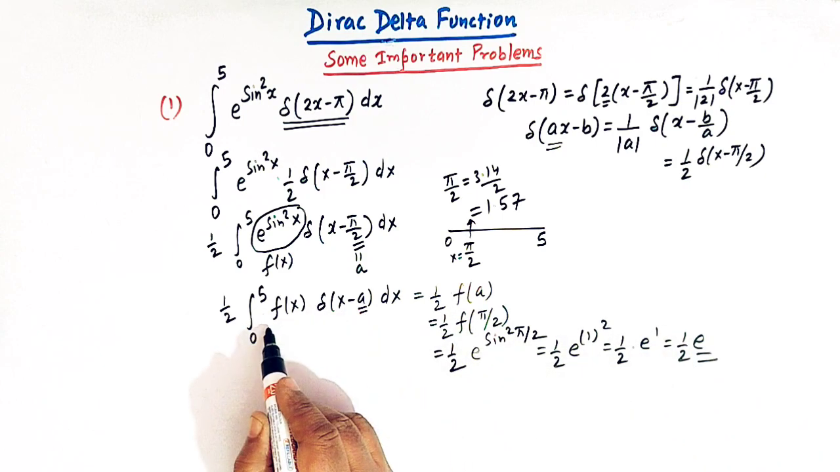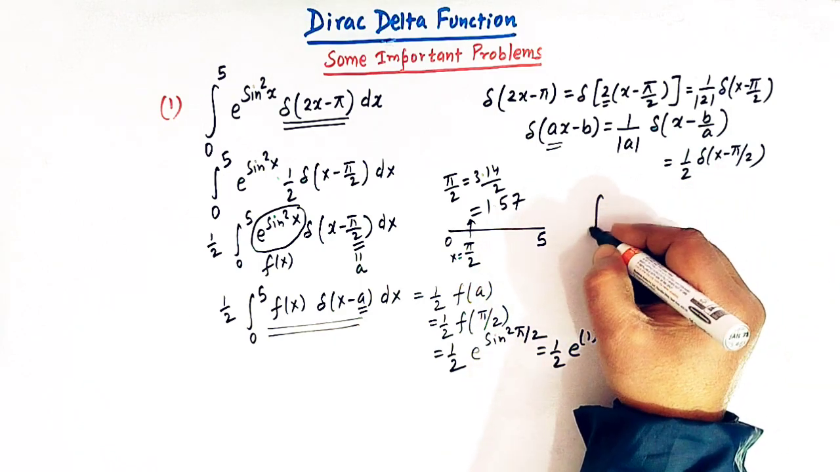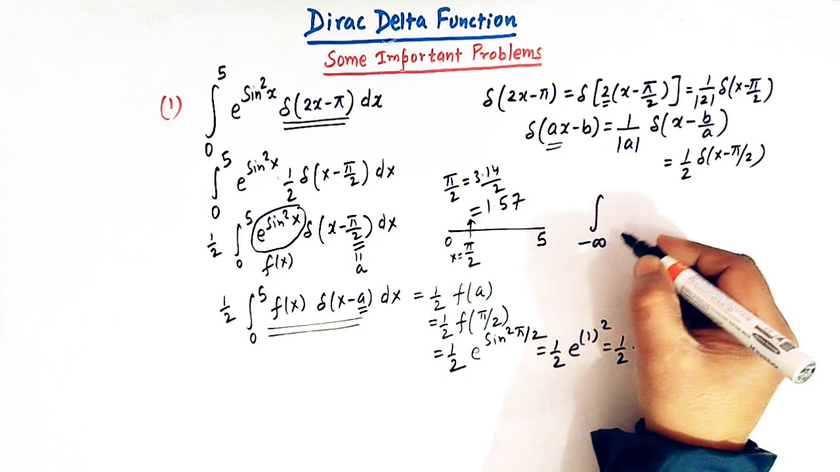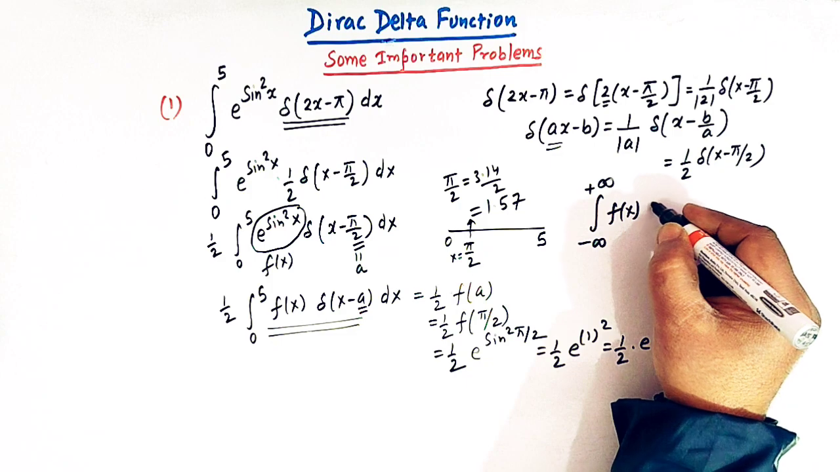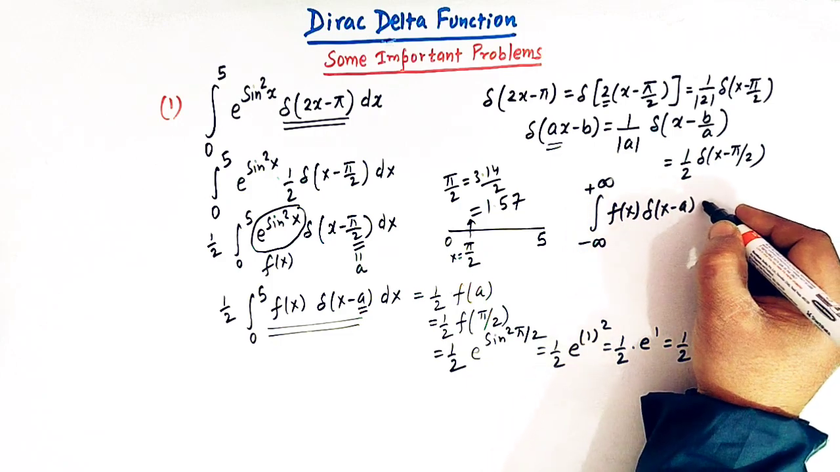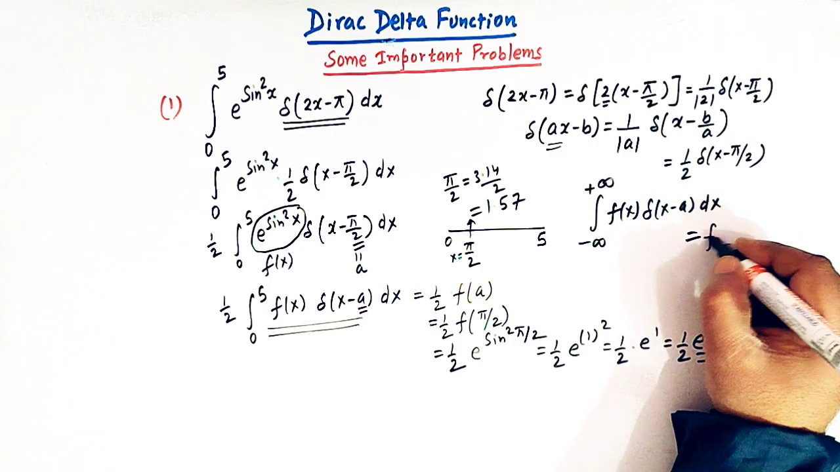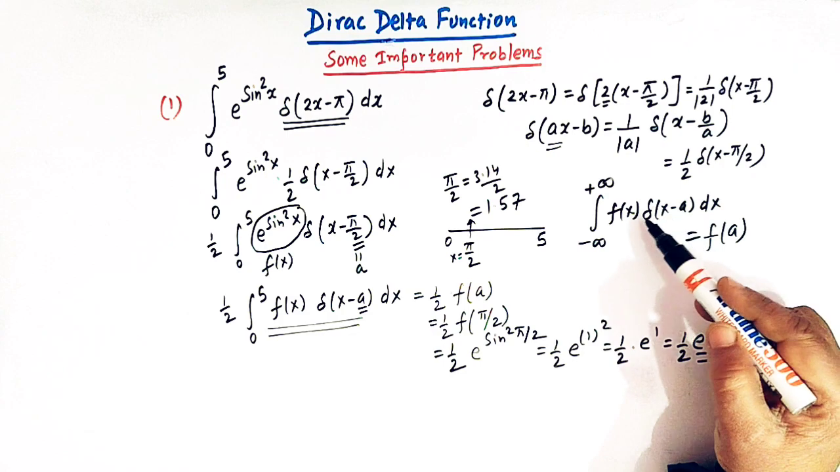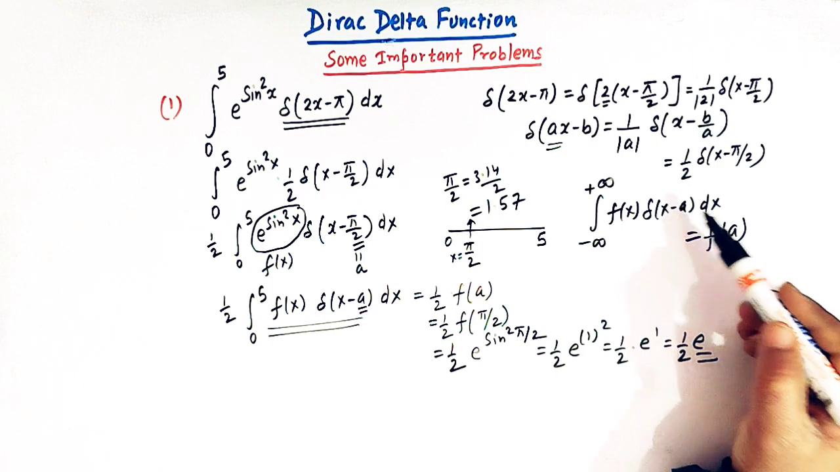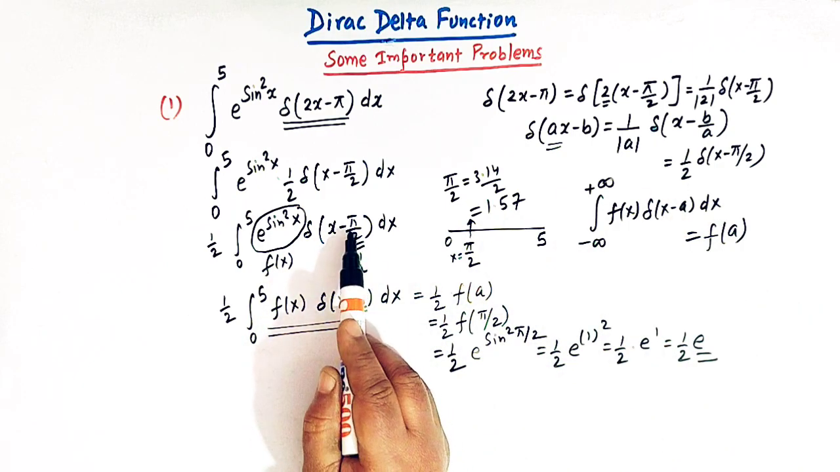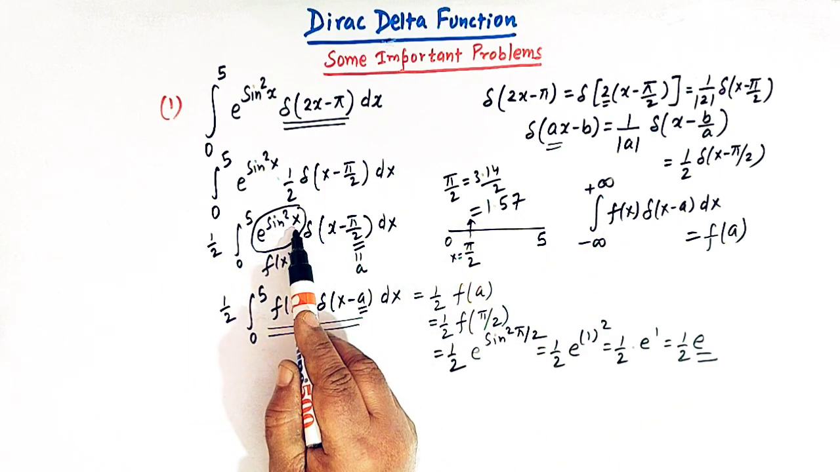And here we have used an important property of the Dirac delta function, that is, the integral from minus infinity to positive infinity of f of x times delta of x minus a dx is equal to f of a. So it is the value of the function f of x at the point a, and here our point a is pi by 2, and f of x is e raised to sine square x.